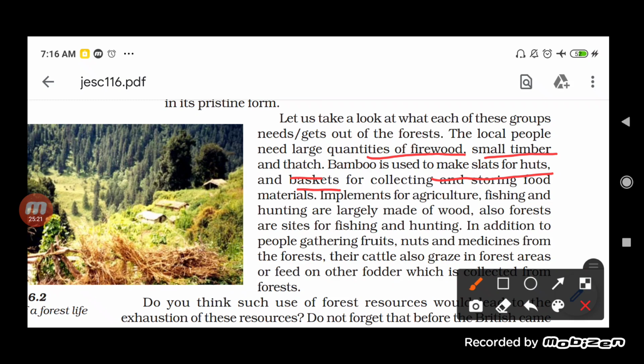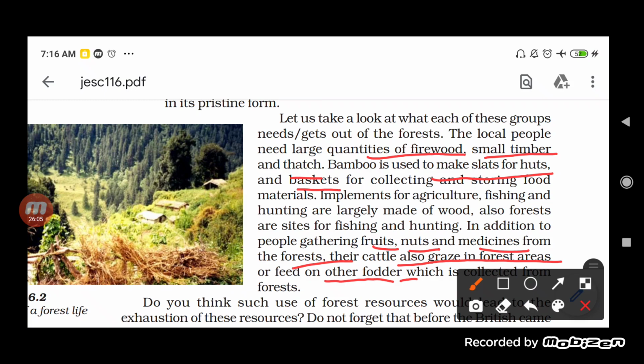So the forest is really needed for them, even for fishing and hunting. They need largely things made of wood. In addition to this, the people gather fruits, nuts, and medicines from the forest, and their cattle also graze in the forest area, or fodder is collected from the forest. So you can see that the people are totally dependent for their basic needs on the forest. If they are near the forest, they can use its resources in a way that not much damage is done to the environment, because they know the importance of the forest.